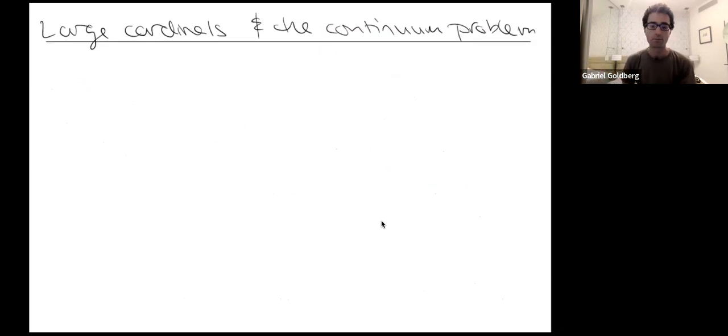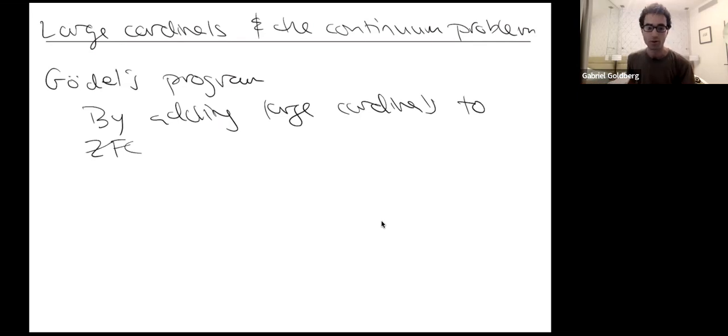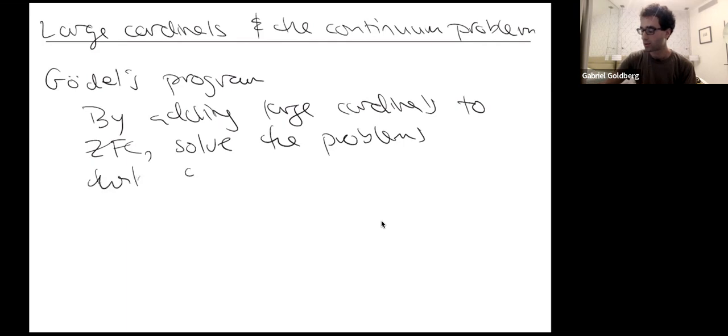So one idea that was proposed to solve these questions was to introduce large cardinal axioms. So this is really Gödel's program. By adding large cardinals to ZFC, so inaccessible cardinals and Mahlo cardinals, solve the problems that are unsolvable on the basis of the ZFC axioms.